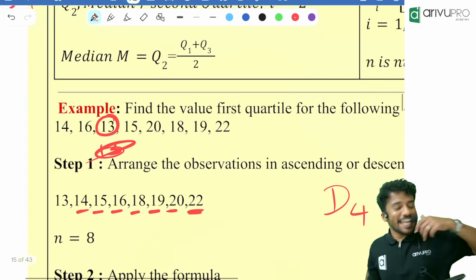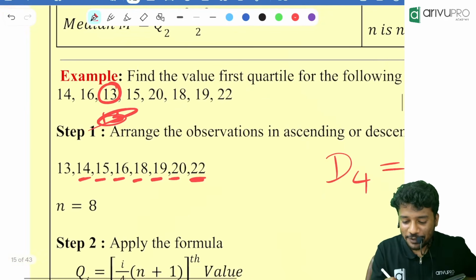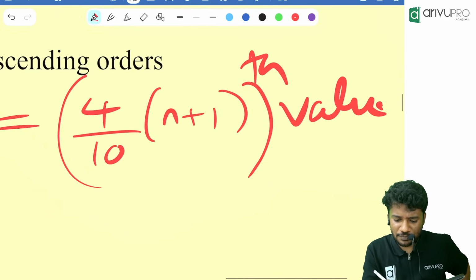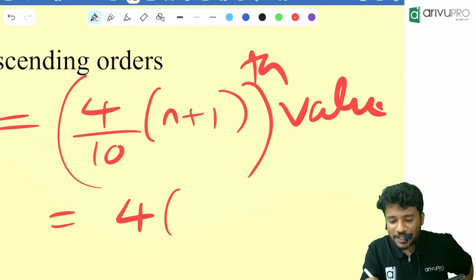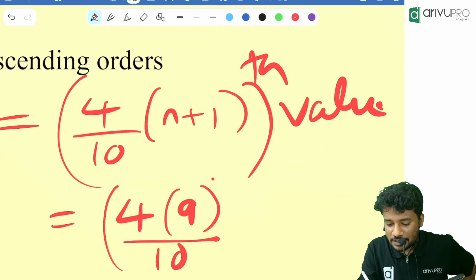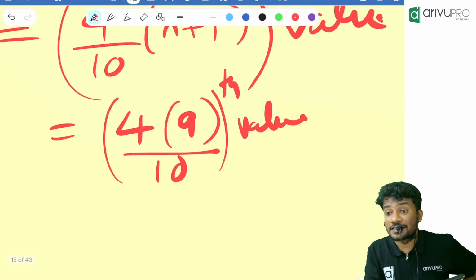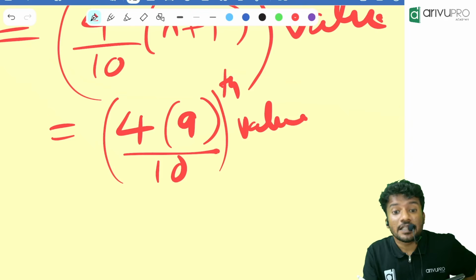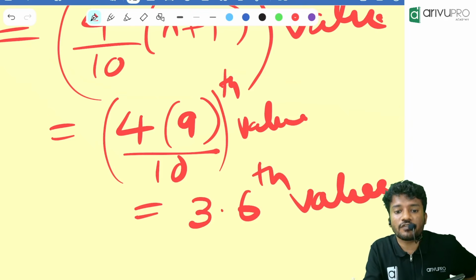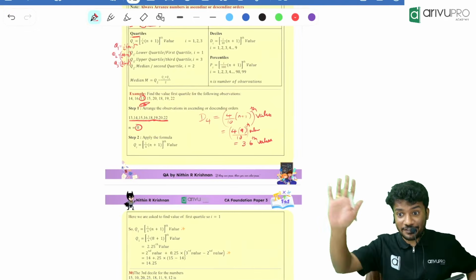Now, we are finding D4. N is how much over here? N is 8. So put it over here. It will become 4 into (8 plus 1), which is 9, divided by 10th value. 4 into 9 is 36. 36 by 10 is 3.6 the value. So this is the value we are going to find. How to find the 3.6 value is the catch.